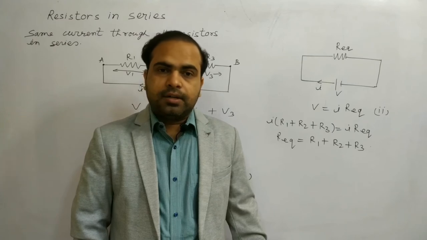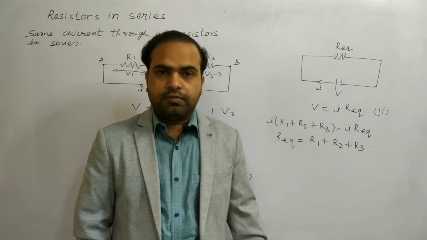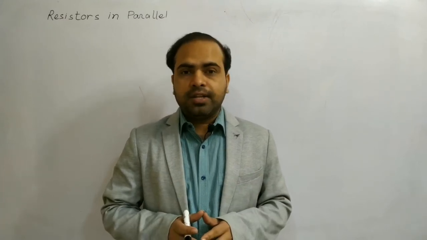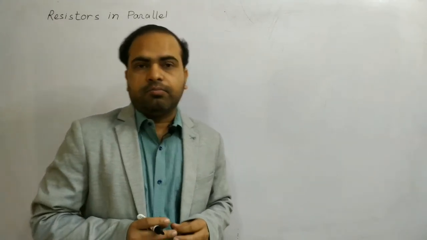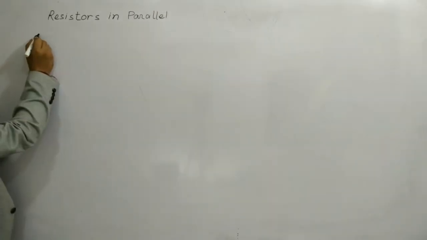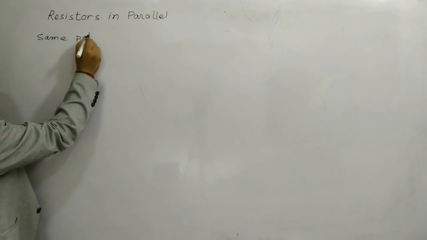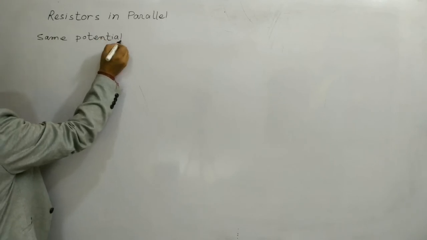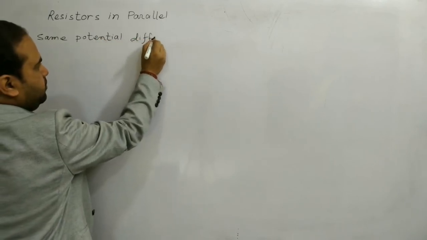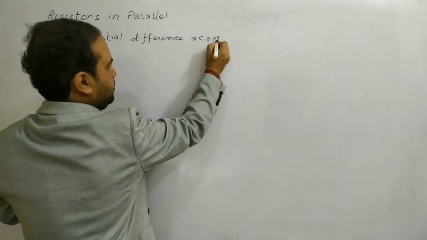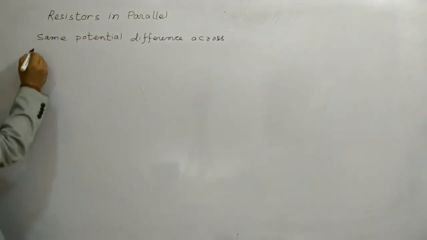So now let's see the parallel combination of resistors. Let's talk about parallel combination of resistors now. In parallel combination of resistors, we get same potential difference across all the resistors. So in parallel combination, we have same potential difference across all resistors in parallel.